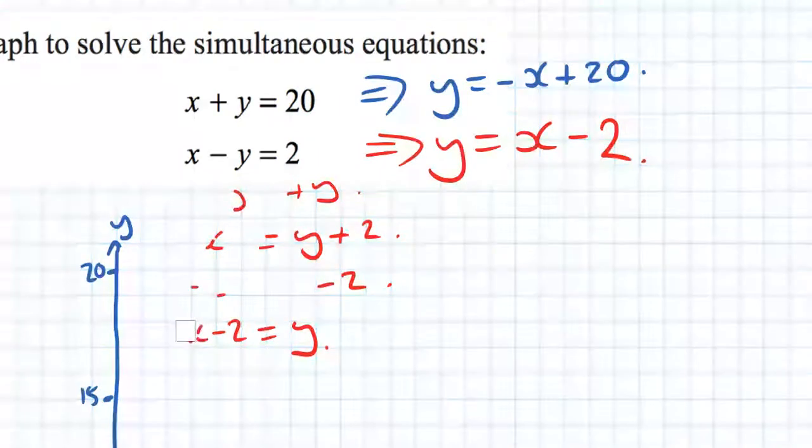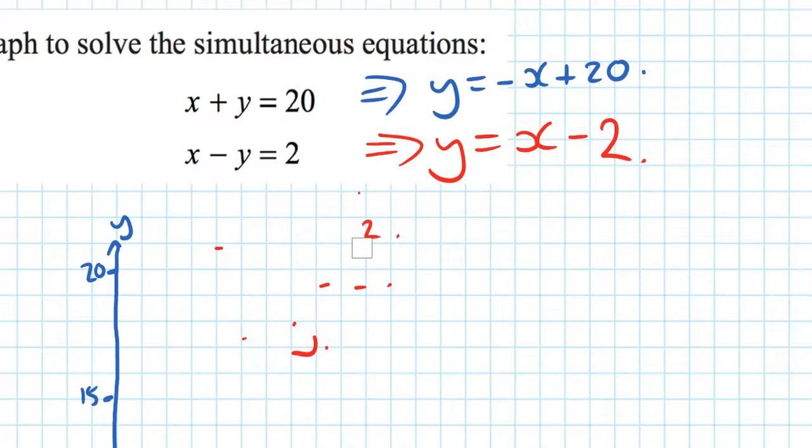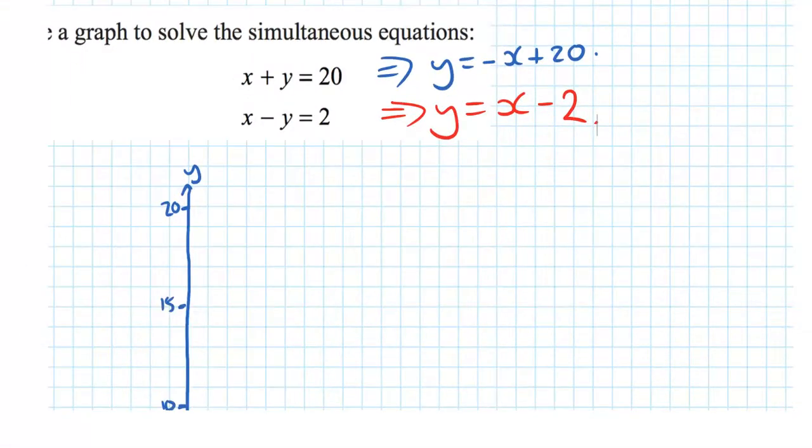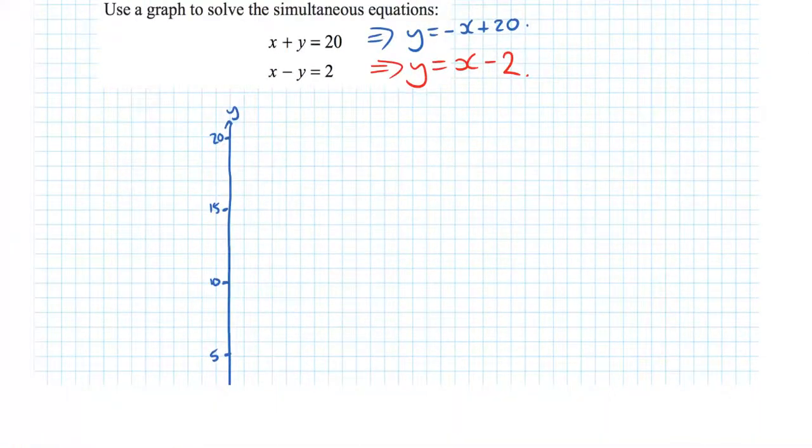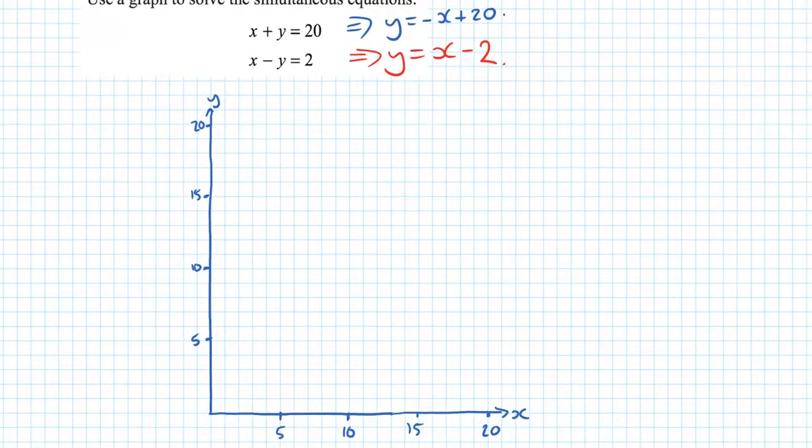Okay, now we're ready to plot these graphs. We've managed to rewrite those equations in some format that's going to allow me to plot it. So first of all, let's draw that blue line, y equals minus x plus 20. Well, the y-intercept is going to be at 20, and I've got a gradient of minus 1. So every time I go 1 across, I'm going to go 1 down, 1 across, 1 down. So we're going to draw that, and it's going to extend all the way through.